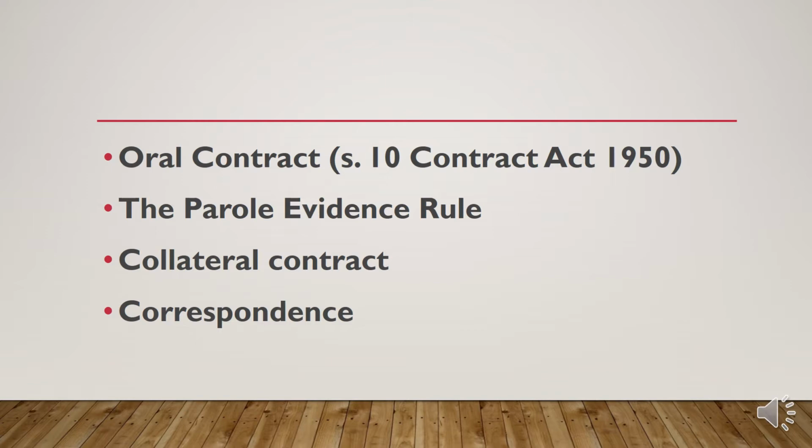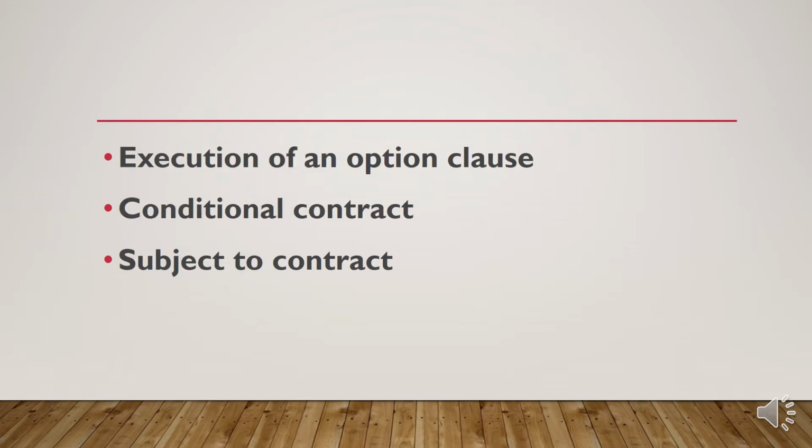Another form by which a contract may be created is a collateral contract, another contract that runs side by side. Third, we have contract that is created by correspondence. We also have contracts that may be created pursuant to an option clause.